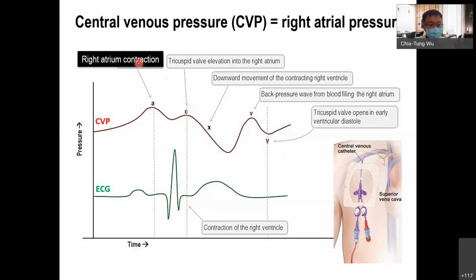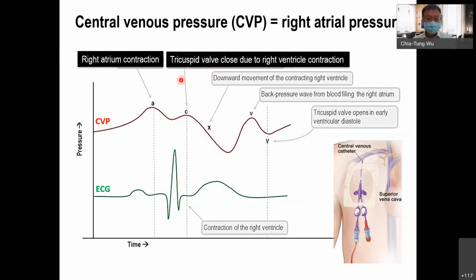The A wave comes just after the P wave on the ECG. So the A wave actually means the atrial contraction, because the CVP equals the right atrial pressure. So when the right atrium contracts, there's a waveform called the A wave. Then after atrial contraction, there's atrial relaxation, so the pressure goes down. But then the right ventricle contracts, and the tricuspid valve closes. When the tricuspid valve closes, there's a rebound of the right atrial pressure. We call it the C wave.